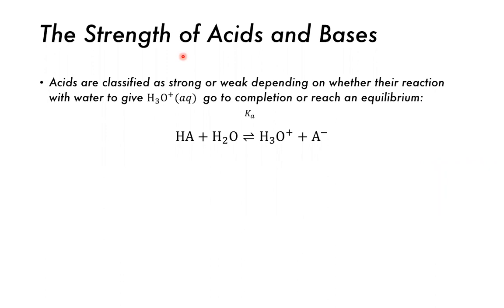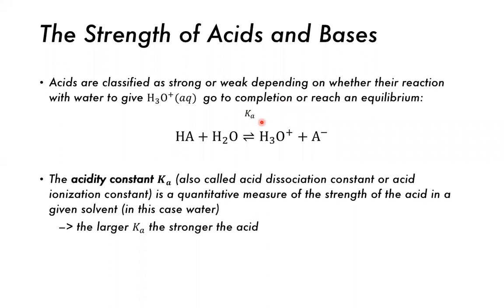The strength of acids and bases. Acids are classified as strong or weak depending on whether their reaction with water to give H3O+ aqueous goes to completion or reaches an equilibrium. So HA plus H2O is in equilibrium with H3O+ plus A-, and this has an equilibrium constant of Ka. The acidity constant Ka, also called the acid dissociation constant or acid ionization constant, is a quantitative measure of the strength of the acid in a given solvent, in this case, water. So the larger the Ka, the stronger the acid.